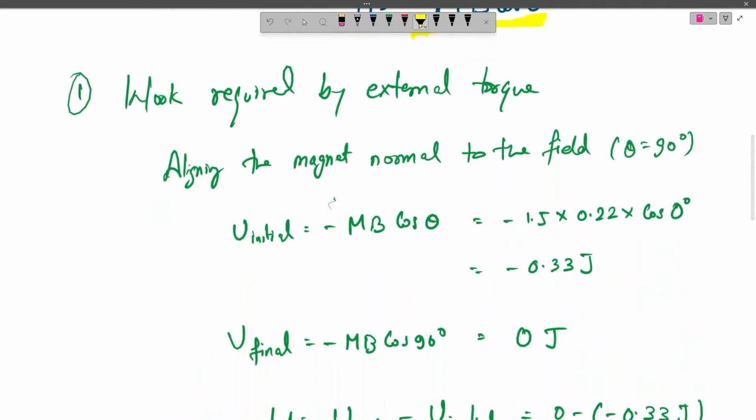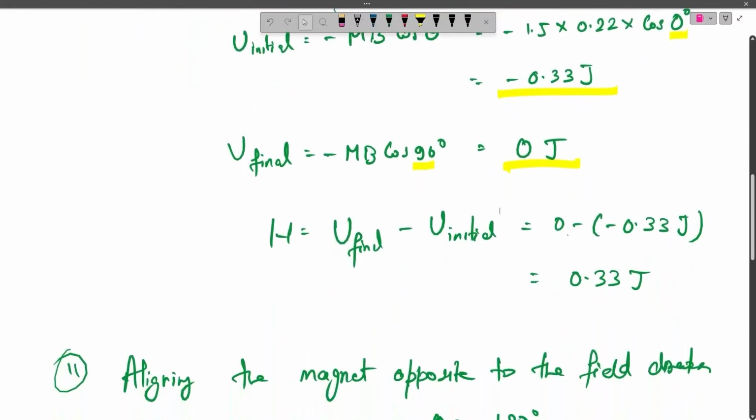The work required by the external torque in aligning the magnet normal to the field, that is from theta equals 0 degrees to theta equals 90 degrees, we will find the initial and final potential energies. Initial potential energy corresponds to theta equals 0 degrees, and final potential energy corresponds to theta equals 90 degrees. Using the formula above, U initial equals minus 0.33 joule, and U final equals 0 joule, because cos 90 equals 0. Now work done equals U final minus U initial, and that gives us 0.33 joule.